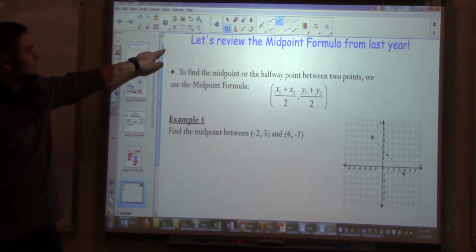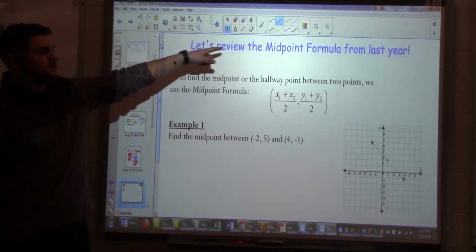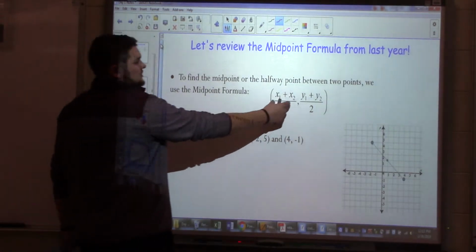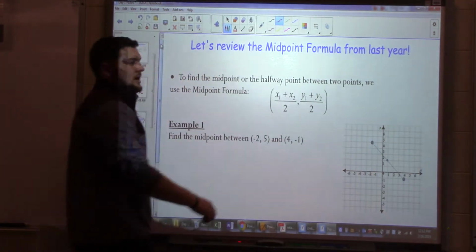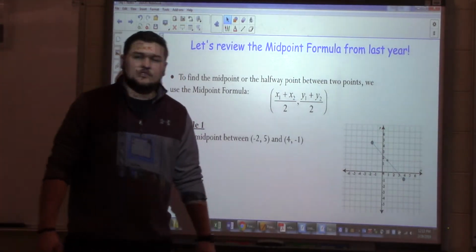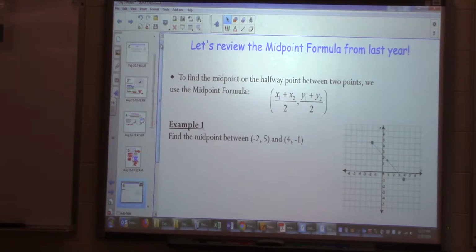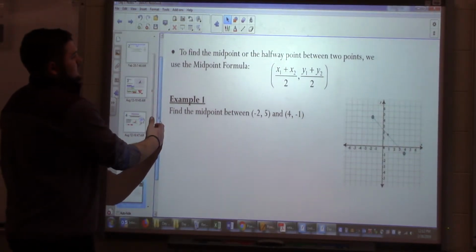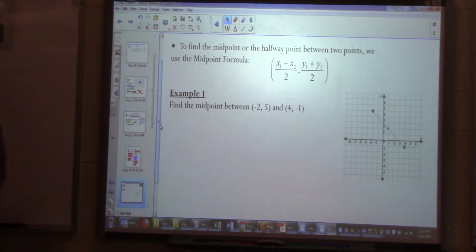So, midpoint formula from last year, right? We should all know the midpoint formula. x1 plus x2 over 2, right? Taking the average of the two x's. Same thing with the y's. y1 plus y2 over 2. So, average your two x's, average your two y's, gives you your midpoint. Now, we're going to use it. Right? Find the midpoint or halfway between the points. We're going to use that formula.